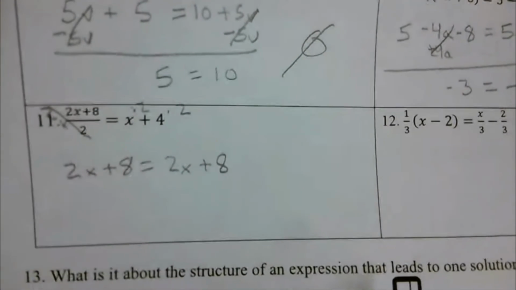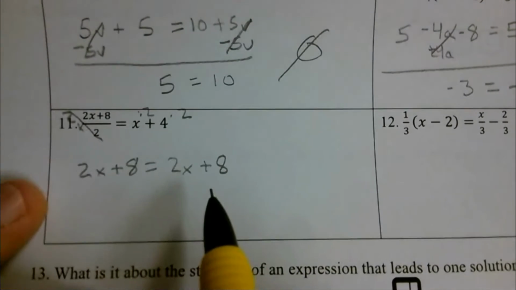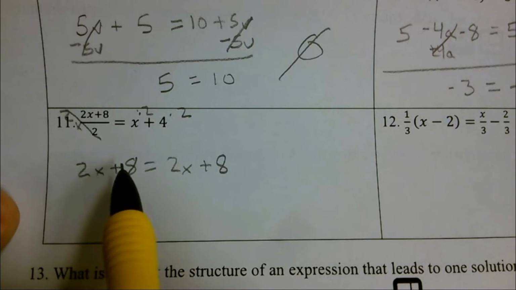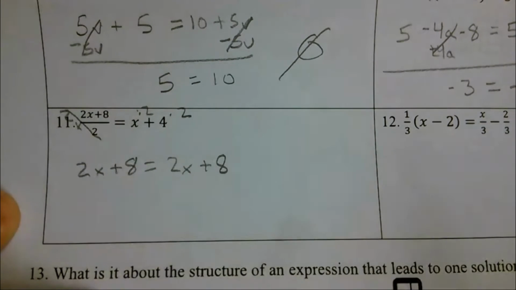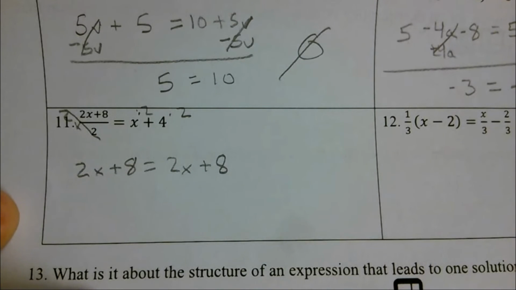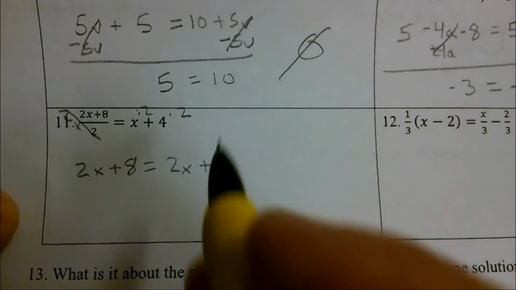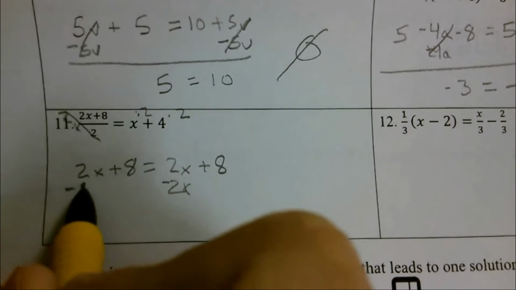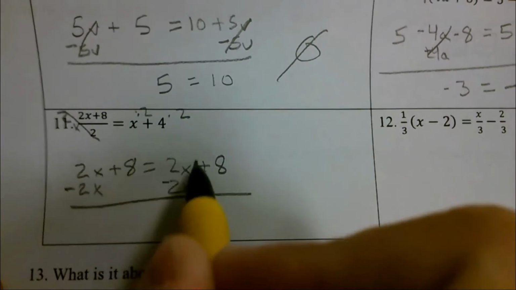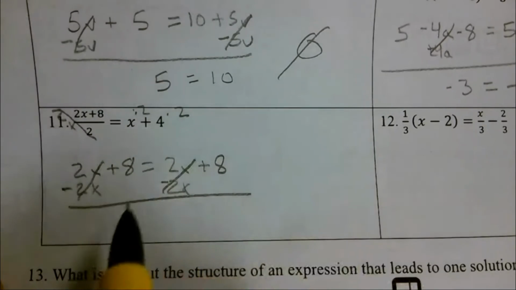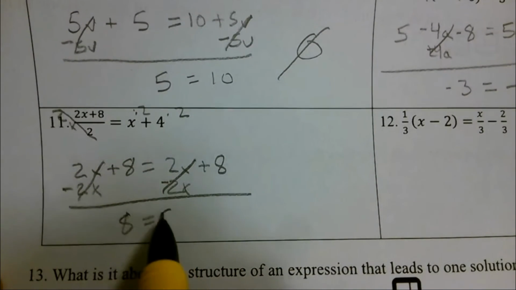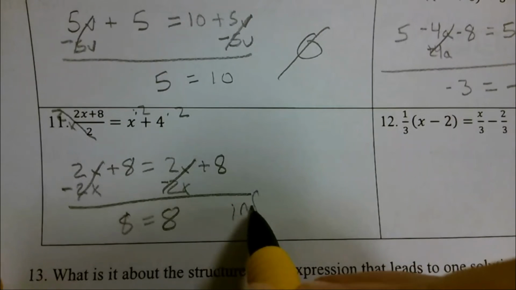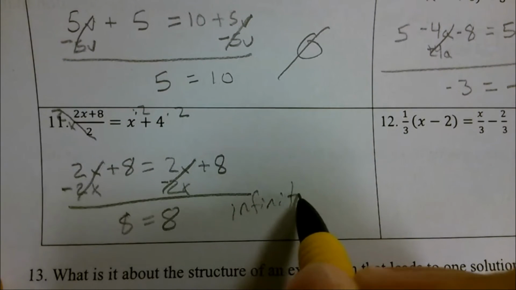You'll notice that it is the same on both sides. 2x plus 8 equals 2x plus 8. So you should be able to tell already, but if you can't, let's go through it. So we're going to subtract 2x on both sides. Cancel, cancel. We're left with 8 equals 8. It is a true statement, so this has infinitely many.